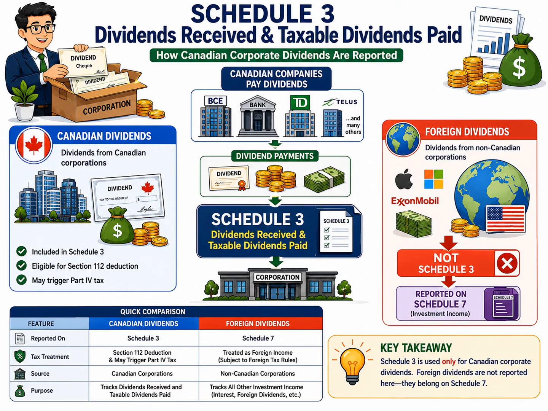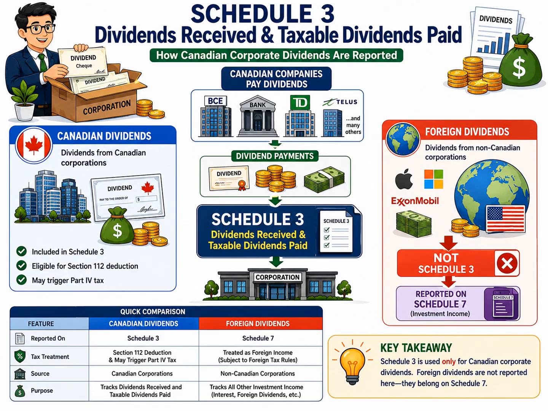However, receiving Canadian dividends may also result in Part 4 tax. This is a special refundable tax that we'll discuss in the next slide. Now it's important to distinguish Canadian dividends from foreign dividends. Foreign dividends, such as dividends received from companies outside Canada, are generally not reported on Schedule 3. Instead, they are treated as investment income and are typically reported through Schedule 7, where they become part of the corporation's investment income calculations.